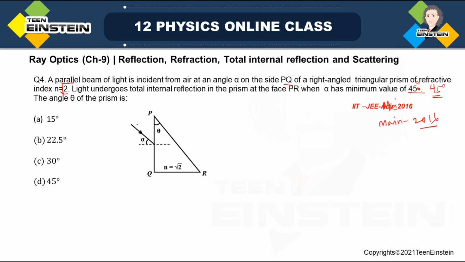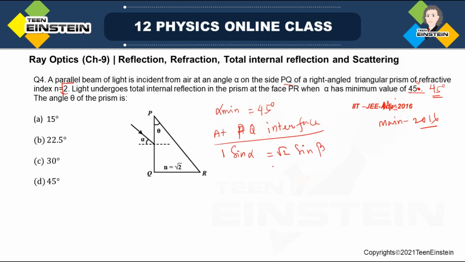So look here, you have been given alpha. If you choose alpha minimum to be 45 degree, then there will be total internal reflection from this PR. So the angle theta of the prism is, look at this PQ interface. At the PQ interface, we can apply Snell's law. So we can write 1 sine alpha, and we don't know the angle of refraction, so this is root 2 into sine of the angle of refraction.